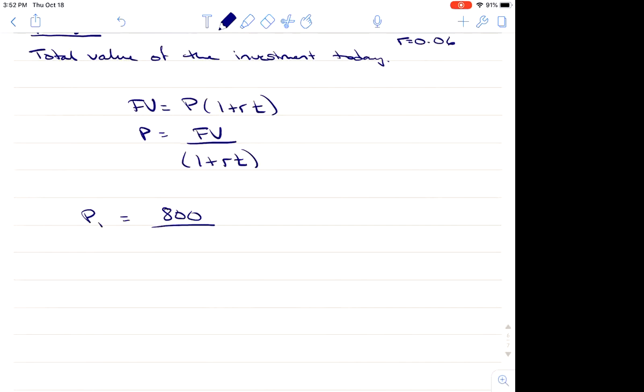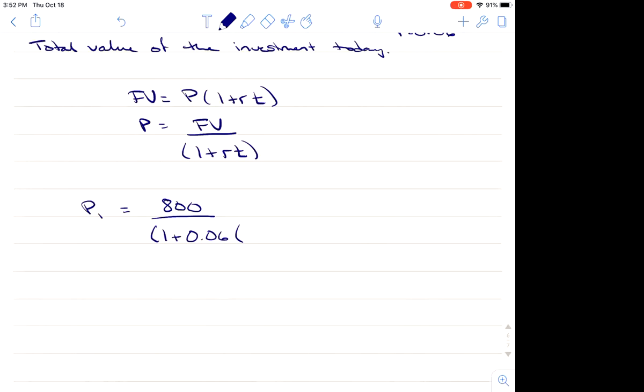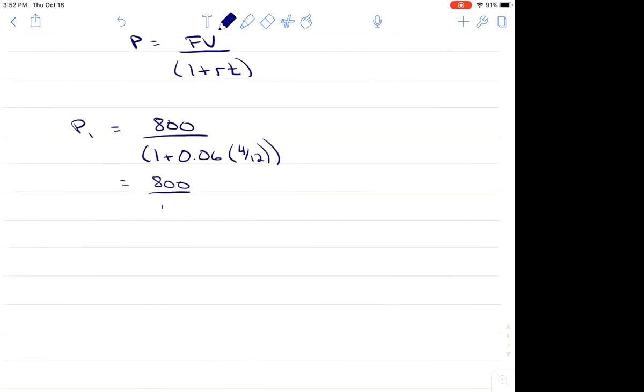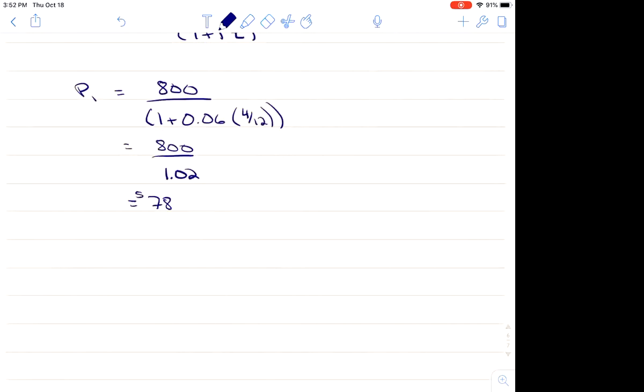So we have 800 over 1 plus the rate, which is 0.06, times T, which for this little guy is 4/12. I'll simplify my denominator. 4 over 12 times 0.06 plus 1. 800 over 1.02. I'm going to go straight to a dollar amount, $784.31.